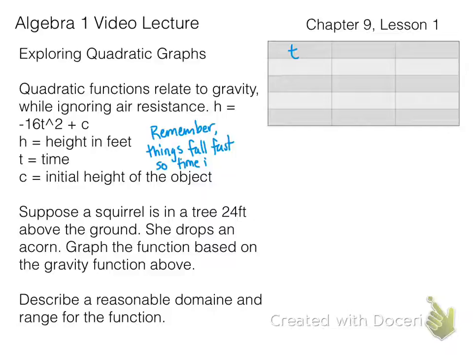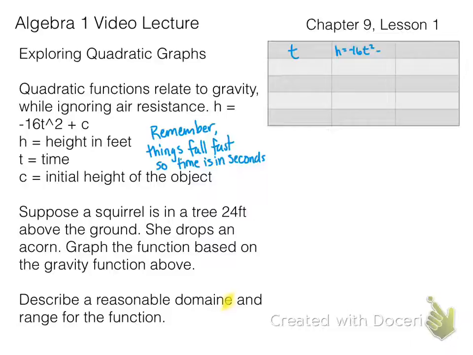All right, so just remember that things fall fast, and therefore we're using seconds. All right, t is in seconds. So suppose a squirrel is in a tree 24 feet above the ground. She drops an acorn. We're going to graph the function based on the gravity function above, and then we need to describe the reasonable domain and range. Domain and range. Okay, so t is time.